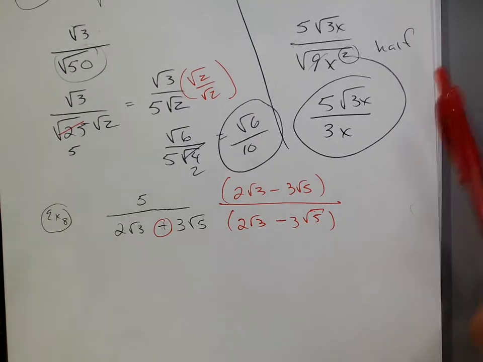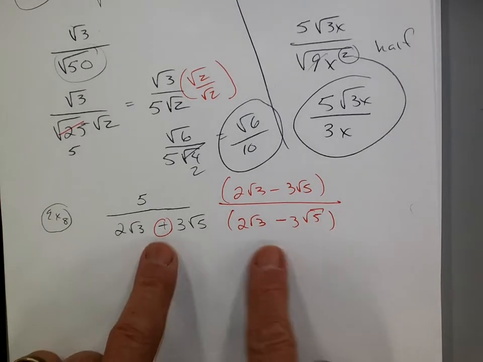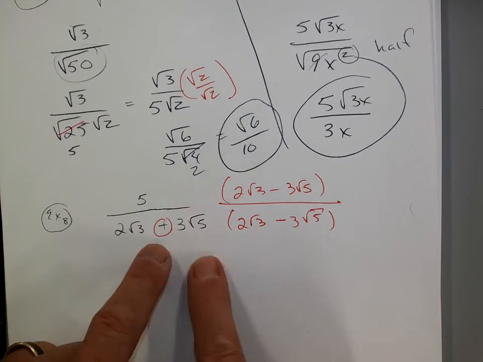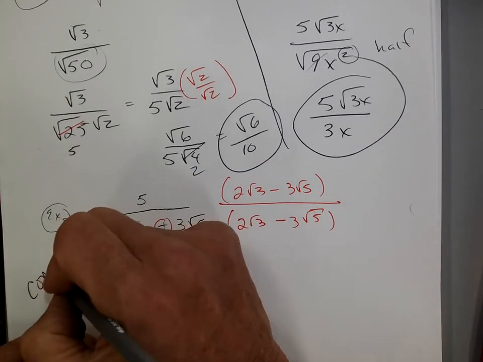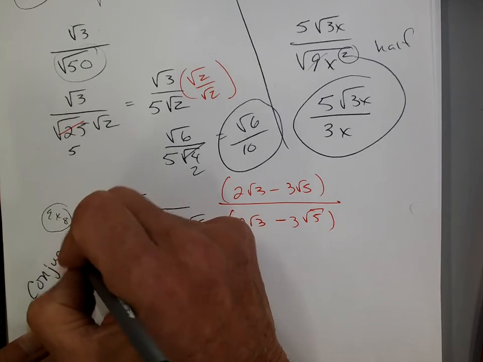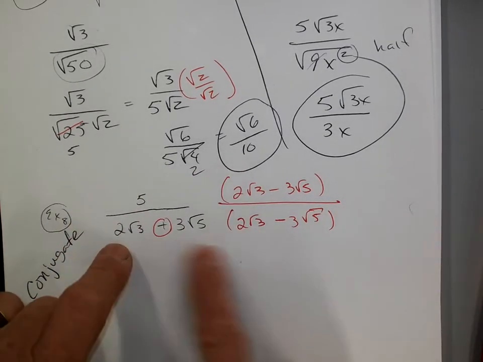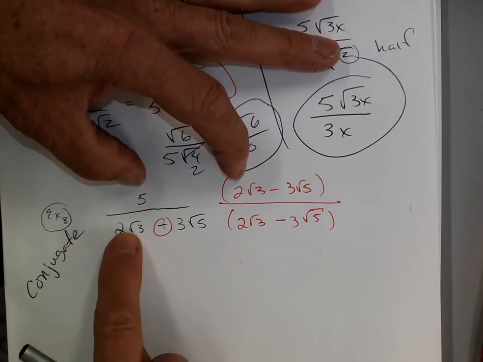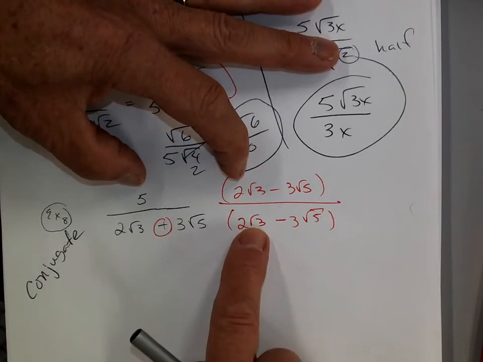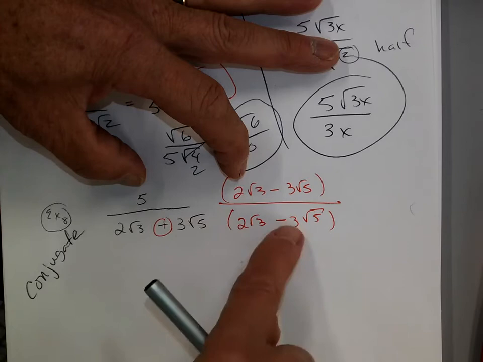We're going to rationalize. But you can't just multiply the top and bottom because of the plus. So you have to do the conjugate. If it's a plus or minus, you've got to multiply by the conjugate. Let's see how this works. So multiply by the opposite: 2 square root of 3 minus 3 square root of 5.